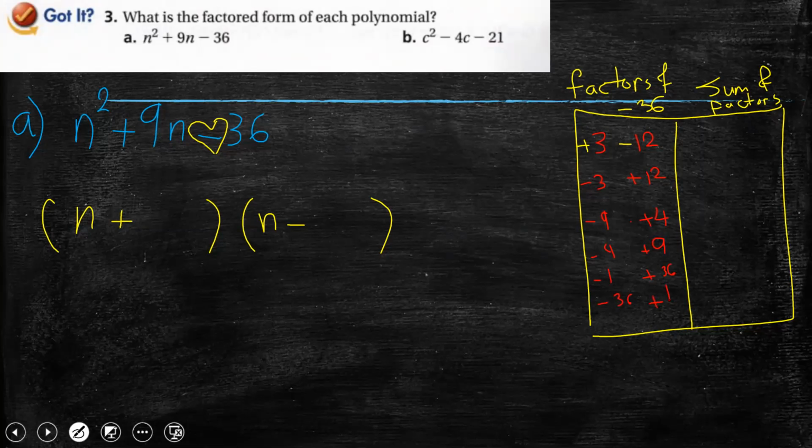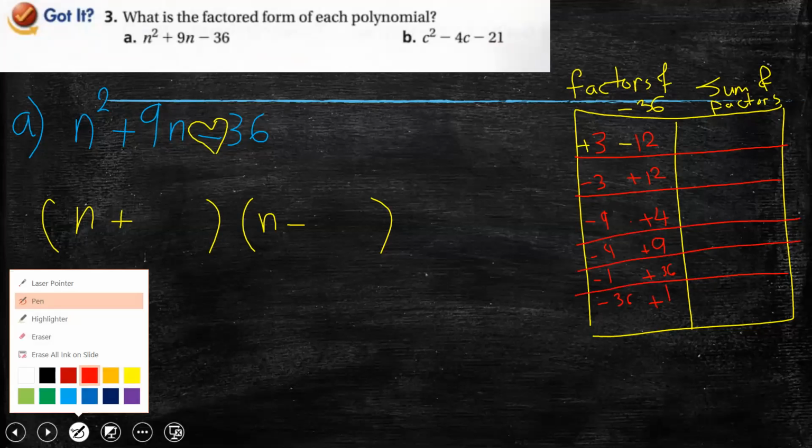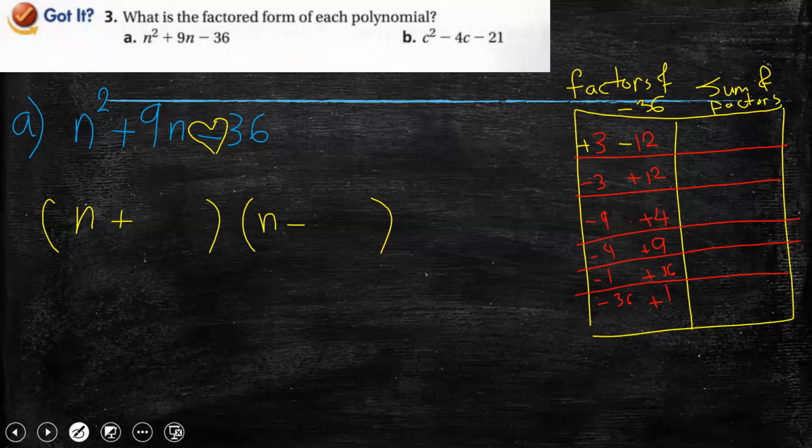Now, let's find the summation of them. Positive 3 minus 12 is negative 9. Negative 3 plus 12 is 9. Negative 9 plus 4 equals negative 5. Negative 4 plus 9 is 5.